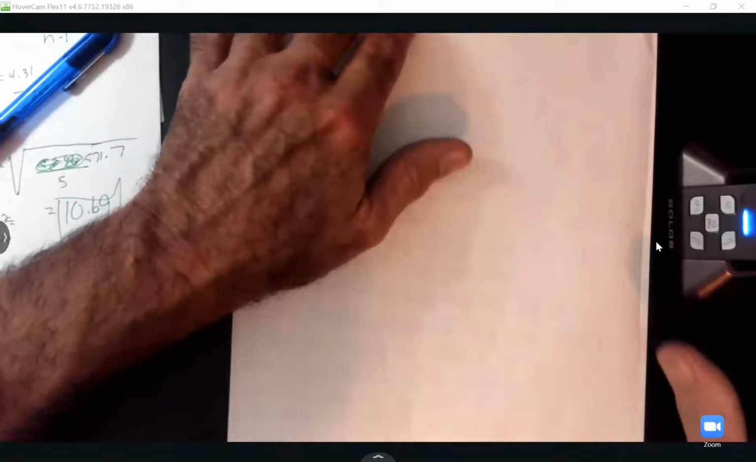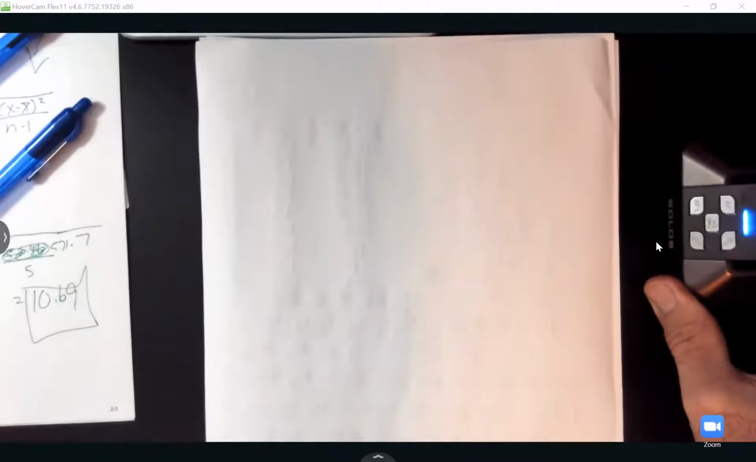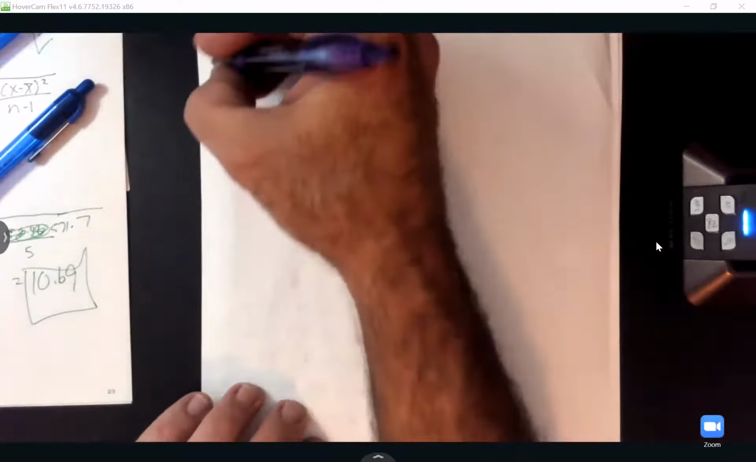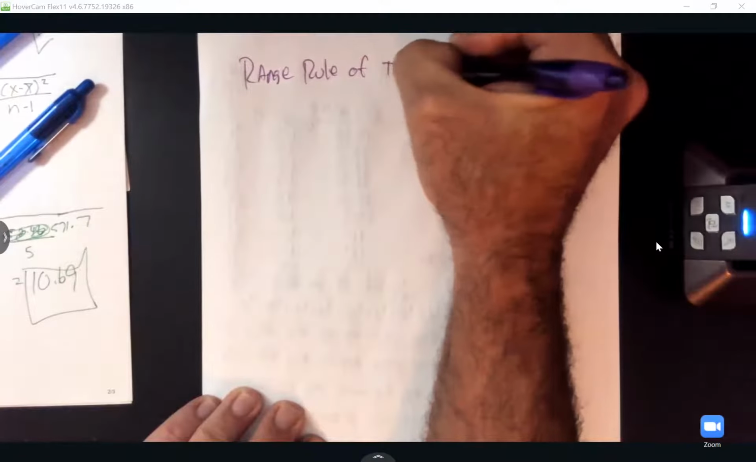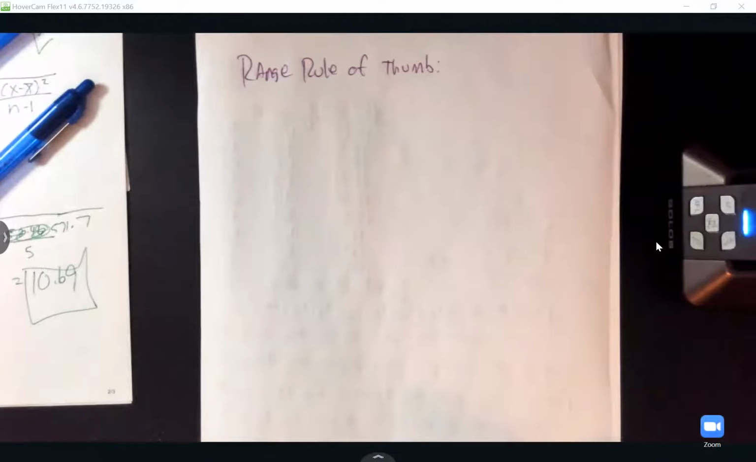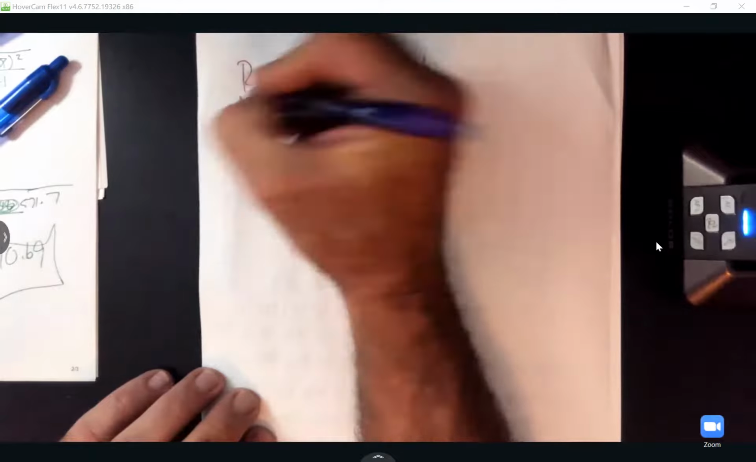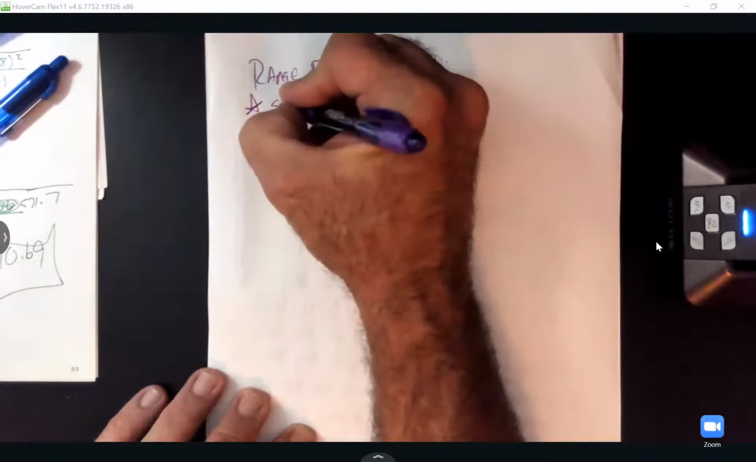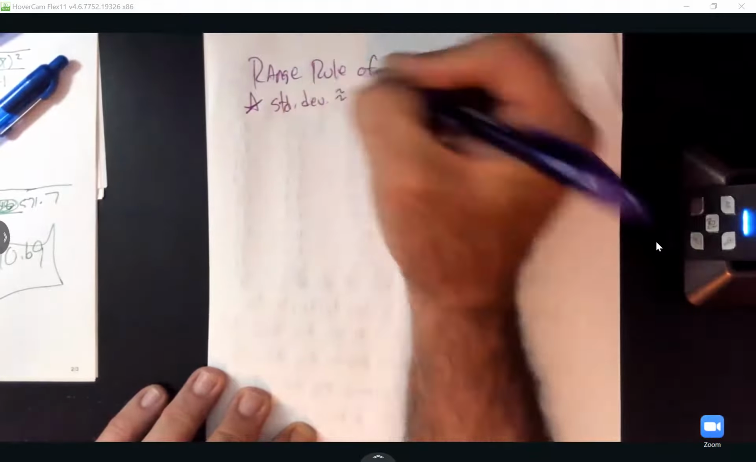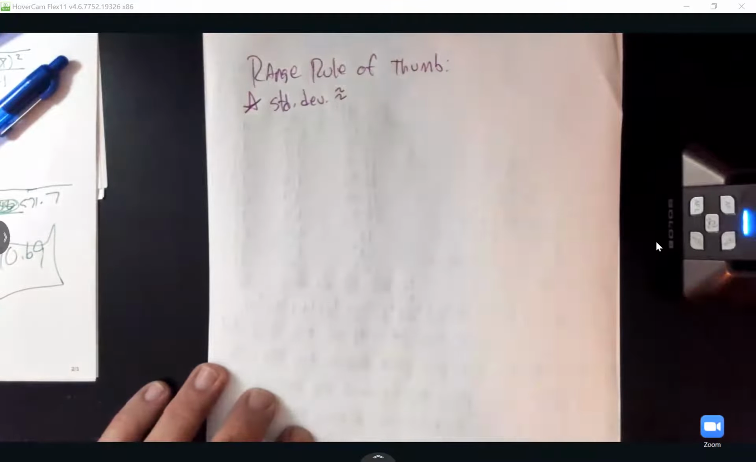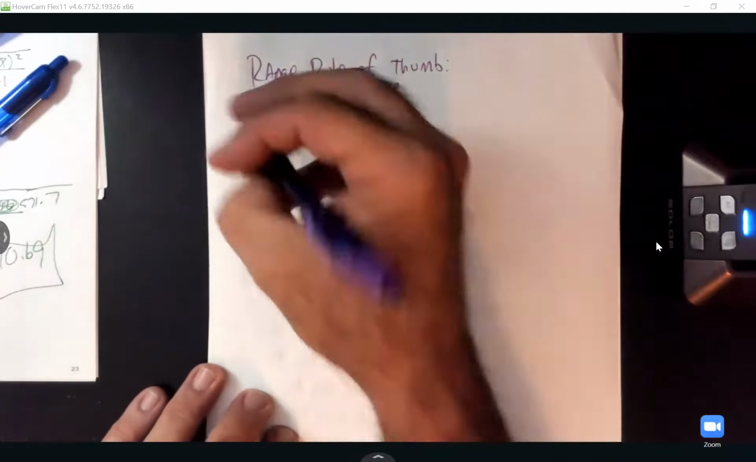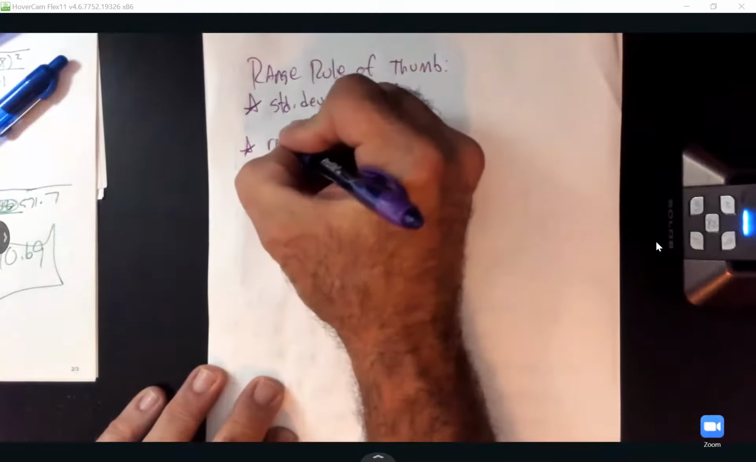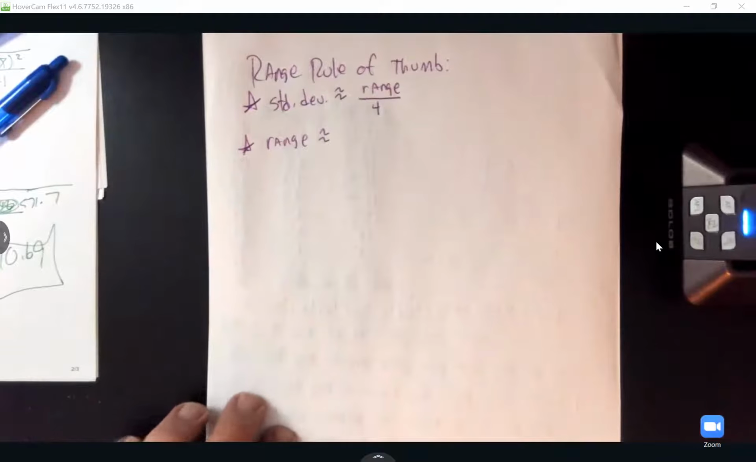All righty, y'all. So the last thing we'll look at, and then I'll show you more examples, is what we call the range rule of thumb. And this is ways to approximate the range and approximate the standard deviation when you know one or the other. So it says that the standard deviation is approximately, so that's what the curve equals means, approximately equal to the range divided by 4. It also tells me that you can find the range and approximate it if you know the standard deviation.